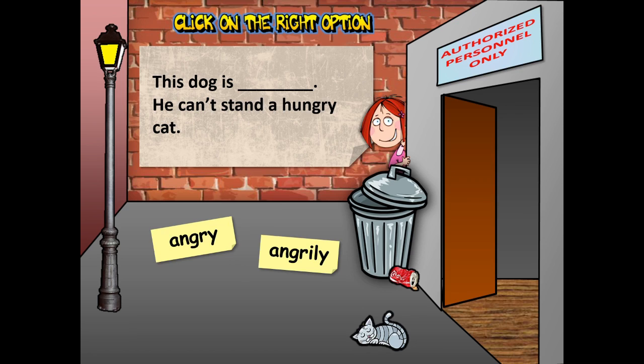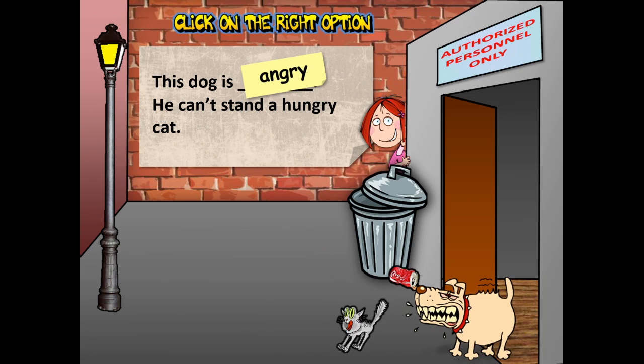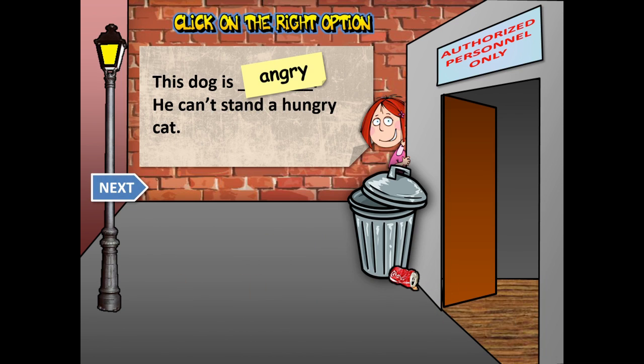Next. This dog is... He can't stand a hungry cat. Angry. Angrily. Okay, again we are describing the dog. The dog is angry. If we describe the dog's action, then we can use angrily. So, angry is the correct answer this time.